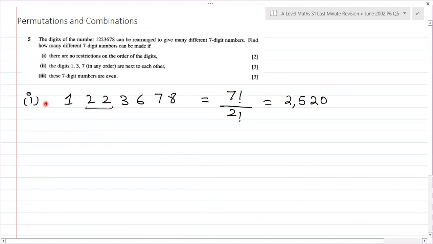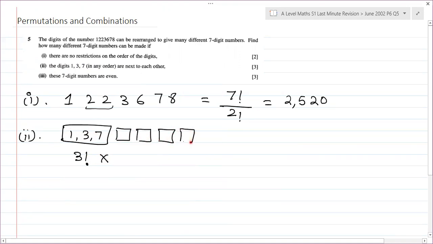That's part 1. Part 2, we have the digits 1, 3, 7 in any order next to each other. So they form a block. Within the block, they can interchange their positions, so that's 3 factorial for them. None of them are repeating, so that's divided by nothing. Multiplied by, these are 3 digits, so there are 4 digits remaining because the total is 7 digits. Now, this is going to form 1 block, 2, 3, 4, 5 blocks. So this is into 5 factorial.